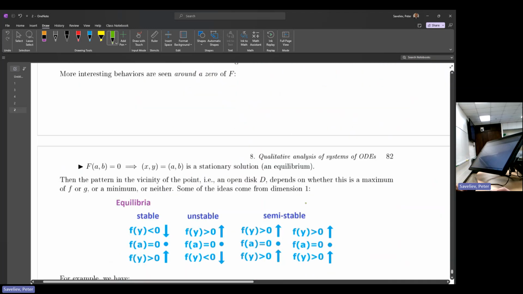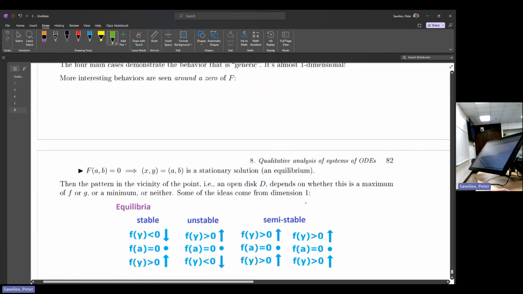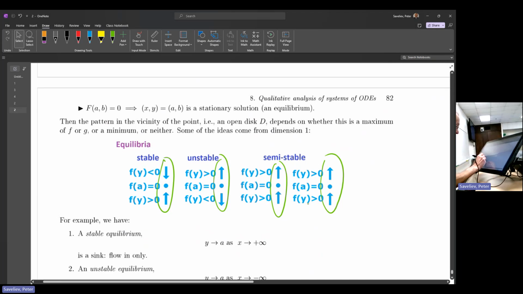So we assume that everything is zero, and once again, this is the classification of equilibrium in dimension 1: stable equilibrium, unstable equilibrium, semi-stable equilibrium. By that logic, what makes it stable? Everything goes towards it. What makes it unstable is that it goes away from it. What makes it semi-stable is that some go in, some go out. That kind of idea still survives: all in, all out, some in, some out.